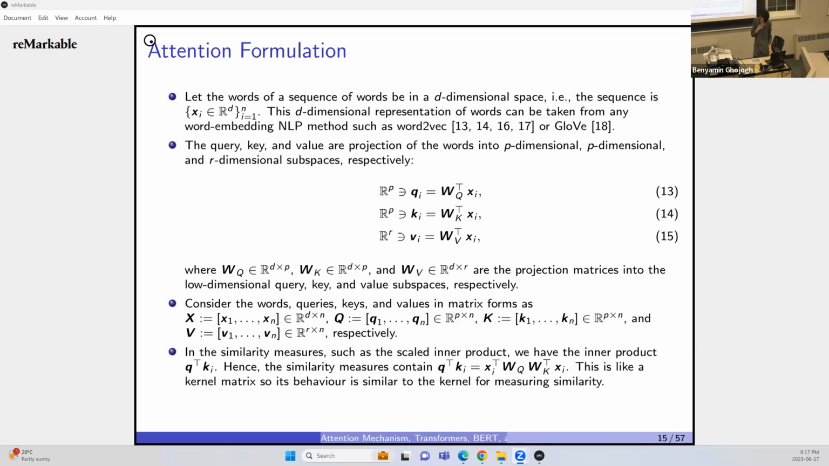Okay. Let the words of a sequence be d-dimensional vectors in a d-dimensional space.